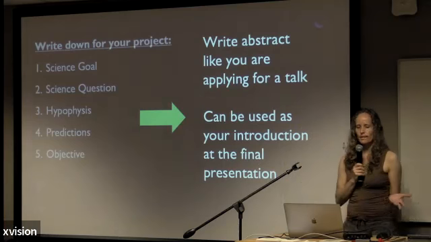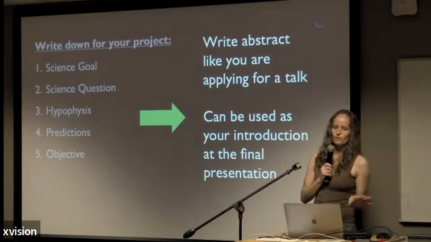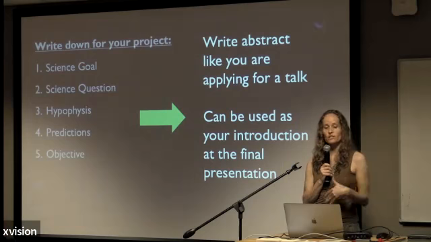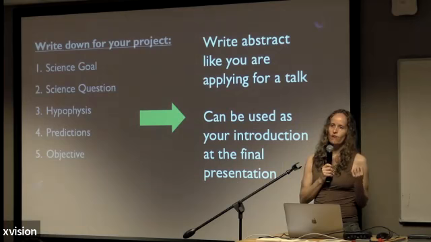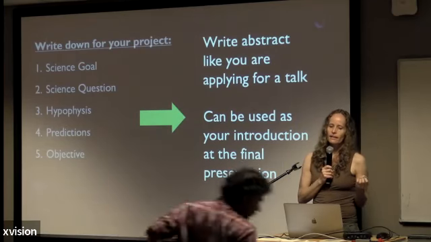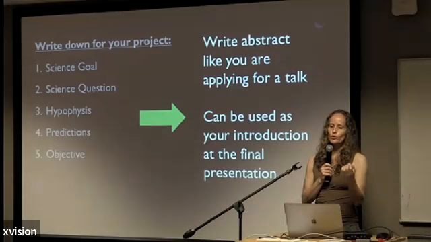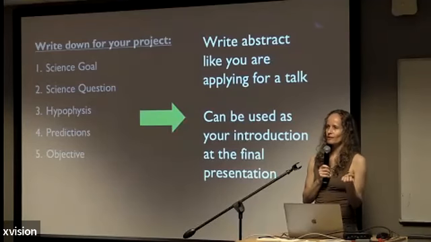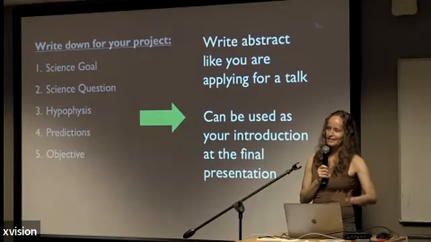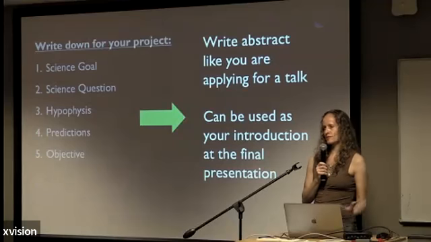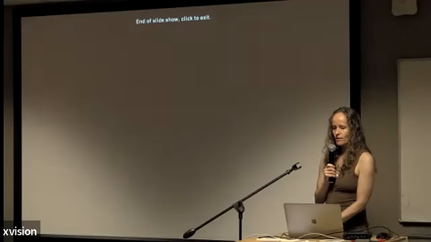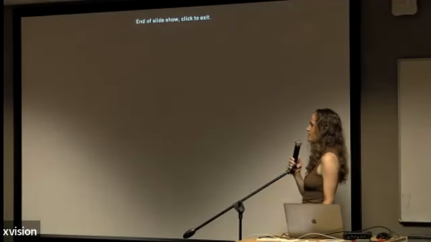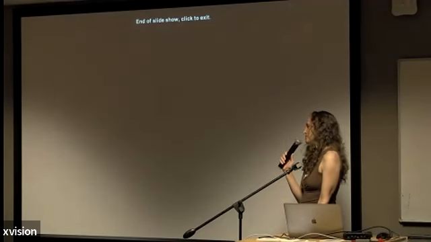For your project you should write down a science goal, a science question, a hypothesis, a prediction, and an objective. You should write that as an abstract, as if you are applying for a talk, and then you can use that pretty much as your introduction in the final presentation. If you write that cleanly down, that will pretty much be your introduction when you give the final presentation. So with that, I want to hand over the microphone to some of these guys if they have something to add about proposal writing.